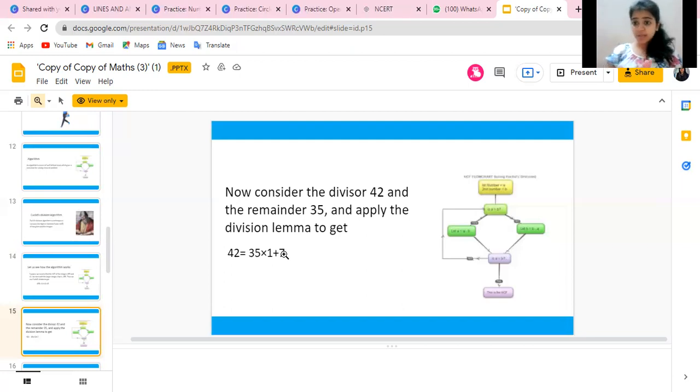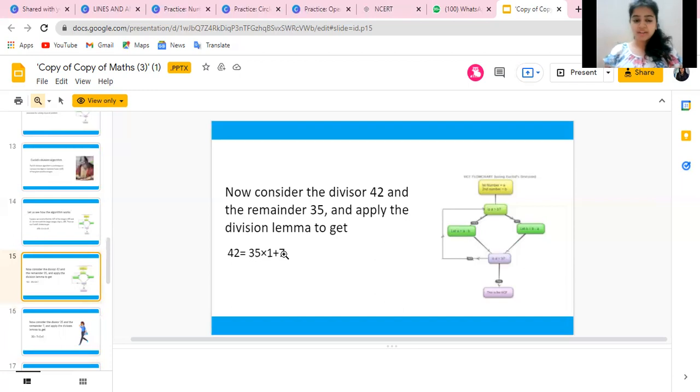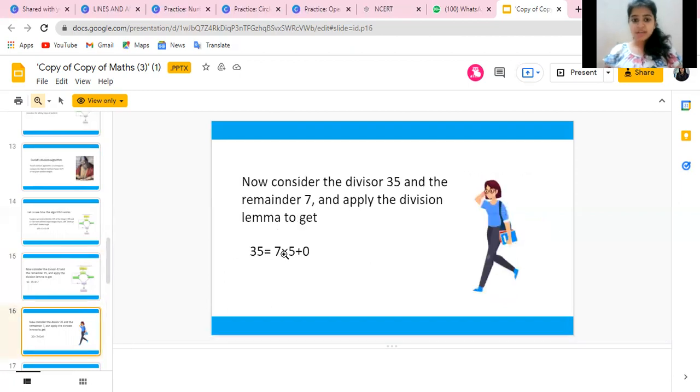Now, in the next slide, can you guess what we'll do? Now we'll make 35 the dividend and 7 the divisor. We are solving this in a pattern. Can you see the pattern here? The divisor becomes the dividend and the remainder becomes the divisor. This is the pattern that we are following, right? Now consider the dividend to be 35 and the divisor 7 and apply division lemma to get it. Now we have 35 is equal to 7 into 5 plus 0. We have to continue this process until the remainder comes out to be 0. And this is the process by which we find the highest common factor. Okay.